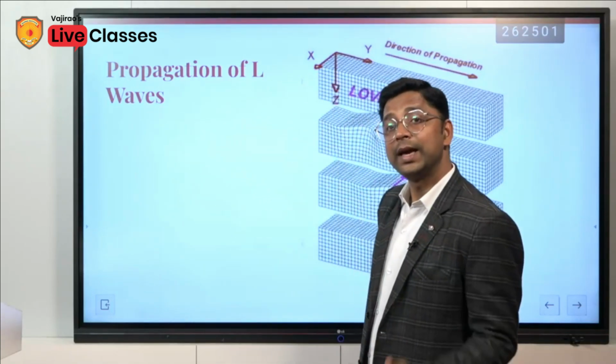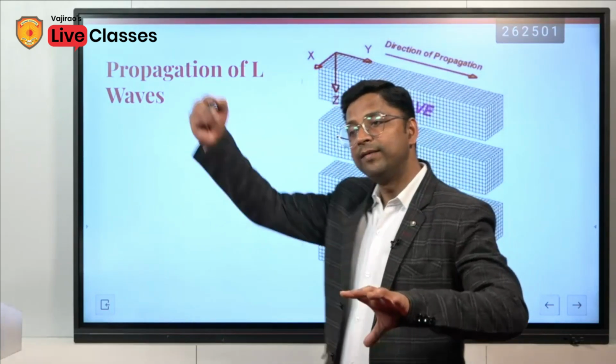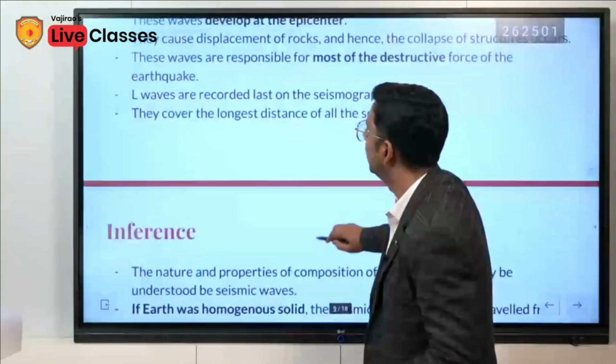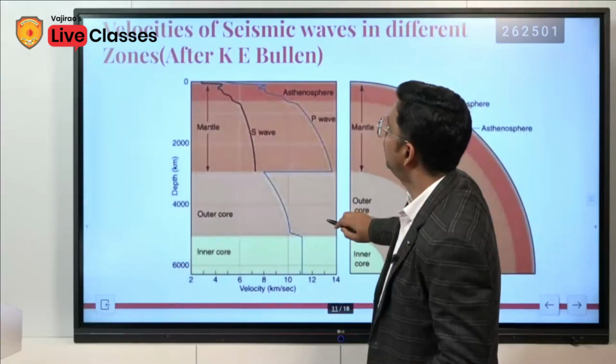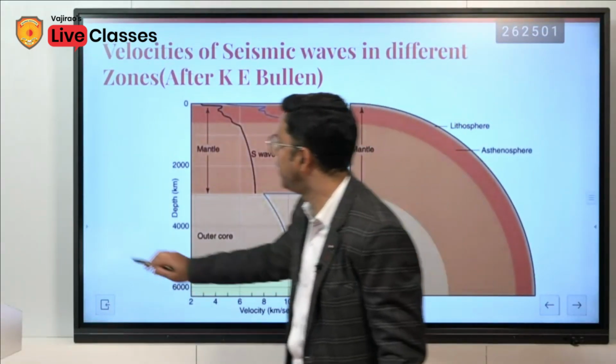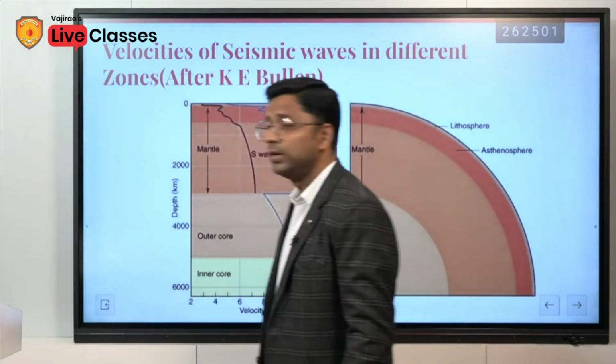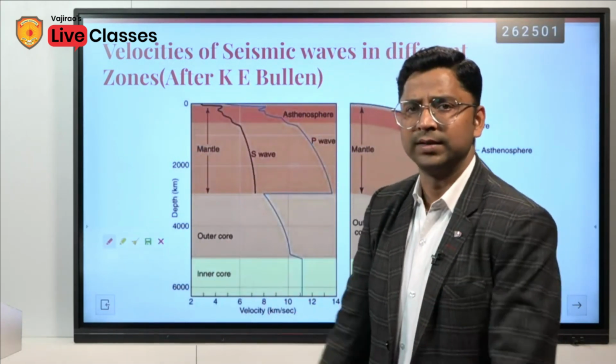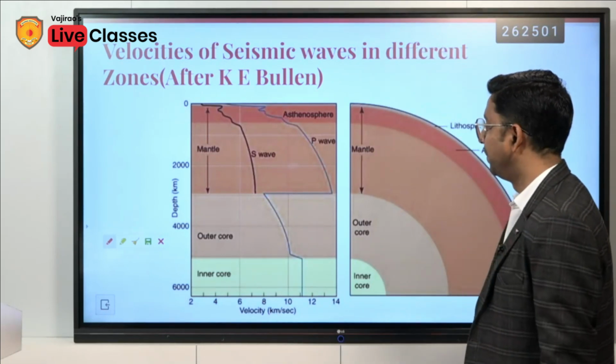Now we will see the characteristics of these waves when the waves pass through the interior of the earth. Just give a look at this graph, a very important graph. This graph will be the backbone for this answer. Now see what is happening.